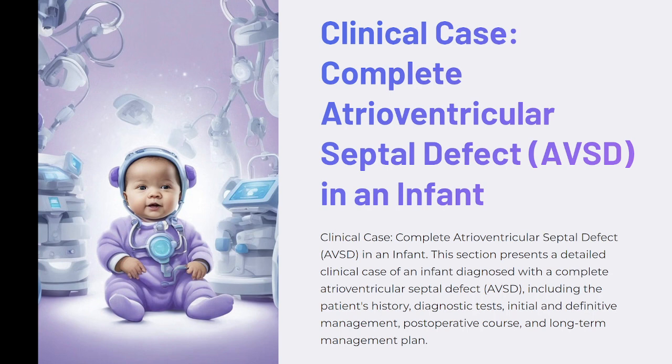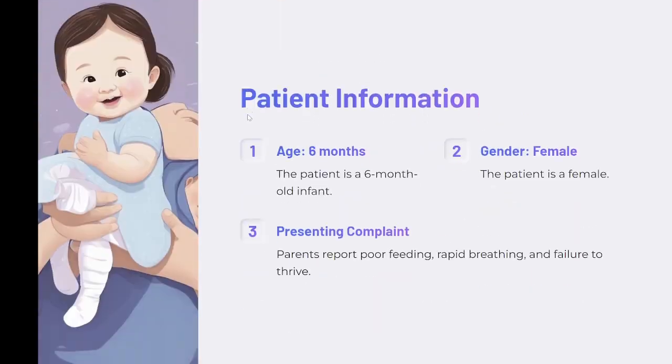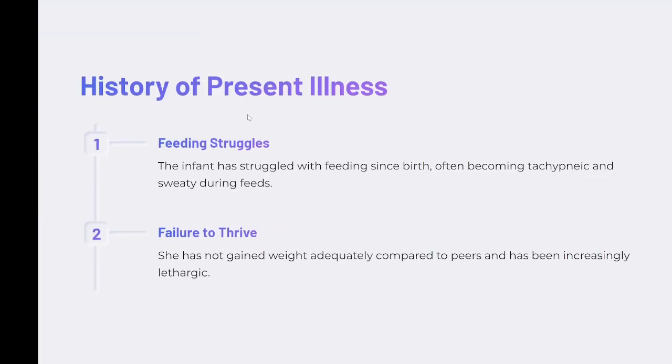Clinical case: complete atrioventricular septal defect, AVSD, in an infant. Patient information. Age, 6 months, gender, female. Presenting complaint. Parents report poor feeding, rapid breathing, and failure to thrive. History of present illness. The infant has struggled with feeding since birth, often becoming tachypneic and sweaty during feeds. She has not gained weight adequately compared to peers and has been increasingly lethargic.